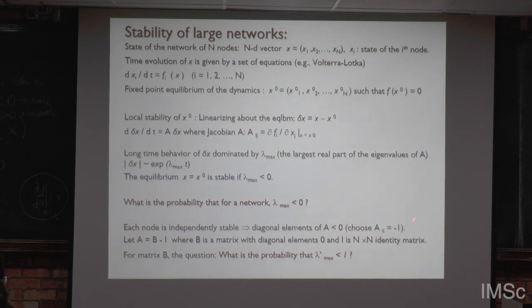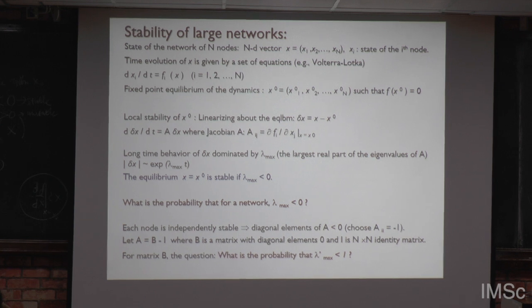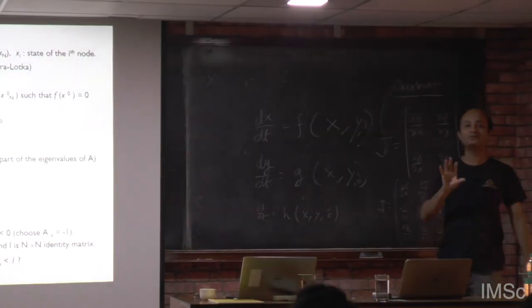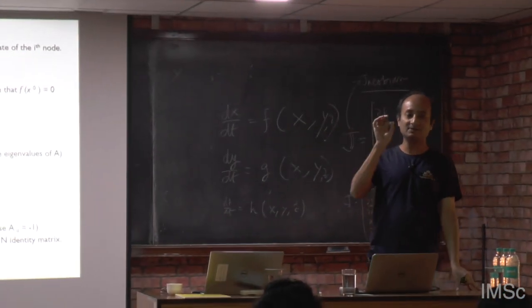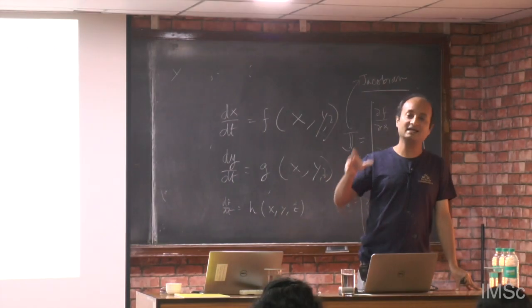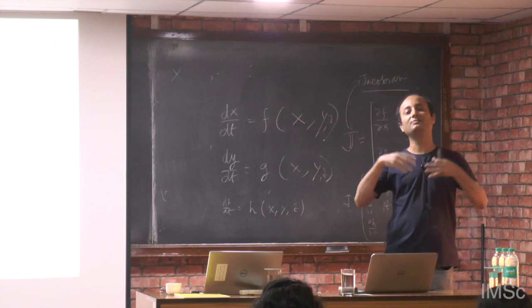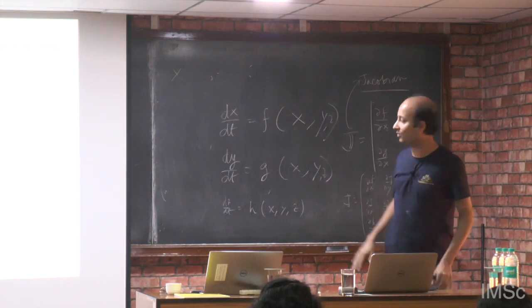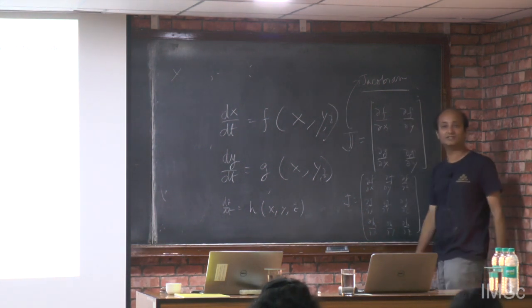This means that the diagonal elements of the Jacobian will all be negative, right? Because it's the diagonal elements like del f/del x, del g/del y, del h/del z, which tell you that if there is a perturbation in a particular variable, whether that particular variable will become unstable or not, even if all the off-diagonal terms were 0.